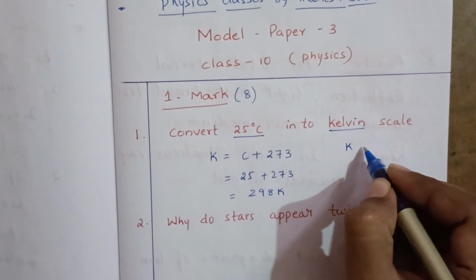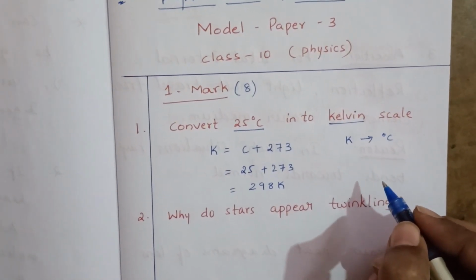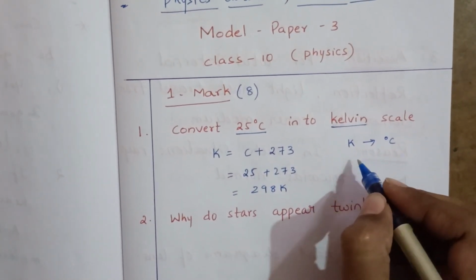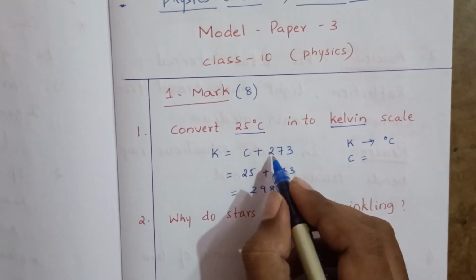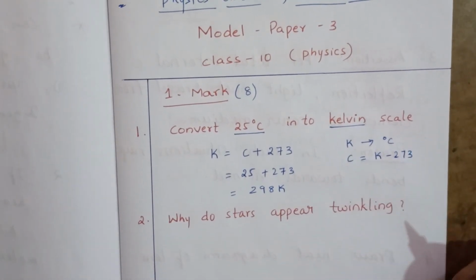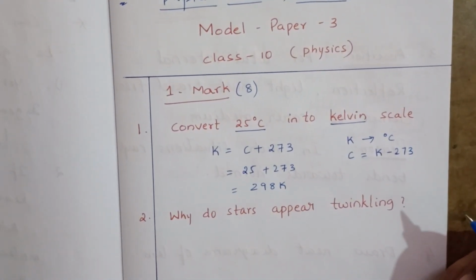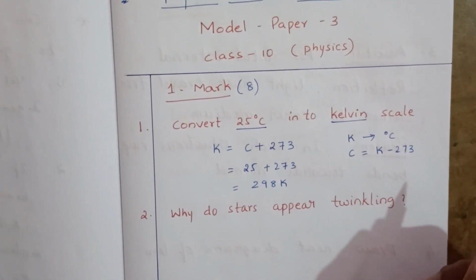If they give Celsius and ask you to convert to kelvins, we should add 273. Suppose kelvins is given and they ask to convert to degrees Celsius, now we should subtract 273. So C equals K minus 273. Understand the procedure and apply it to any type of question.